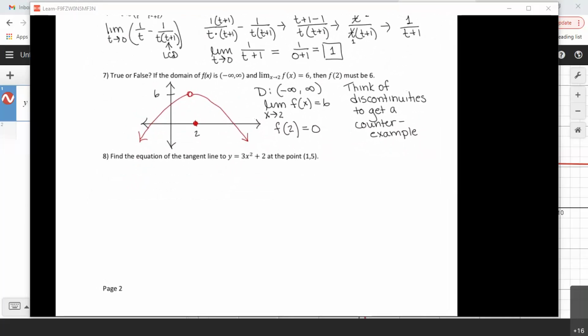Number 8. Find the equation of the tangent line to y equals 3x squared plus 2 at the point (1, 5). I'm asking you, how do I start this problem? Number 8. What do I have to do? Anybody have any thoughts?